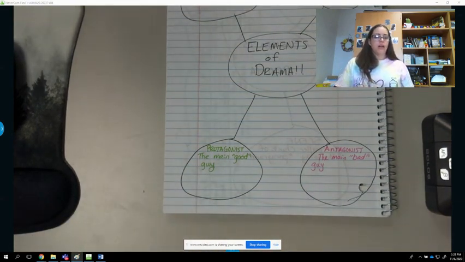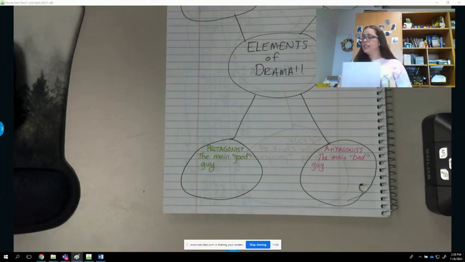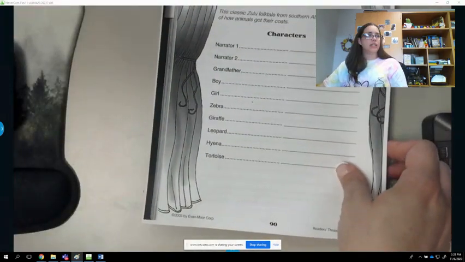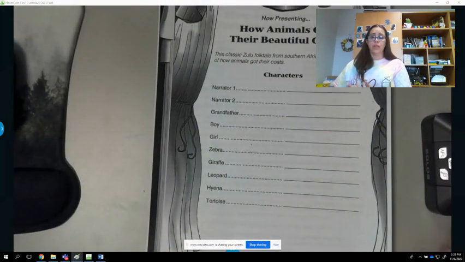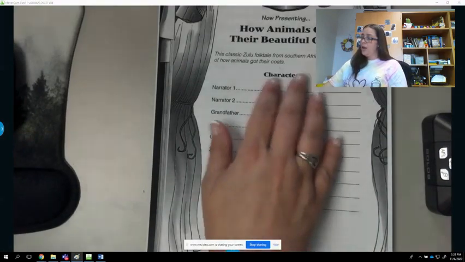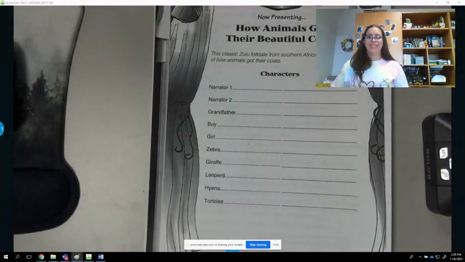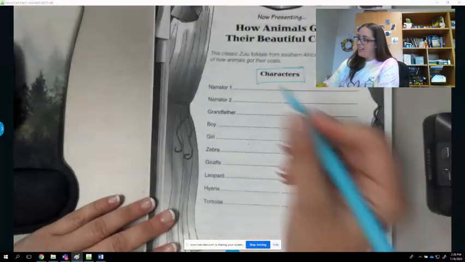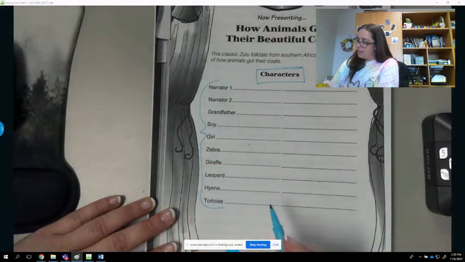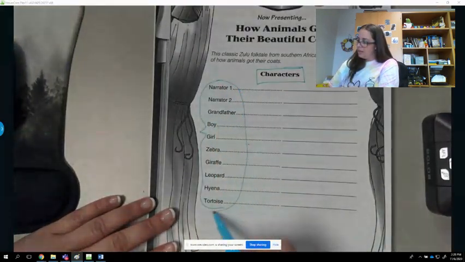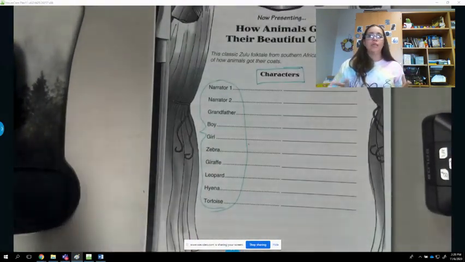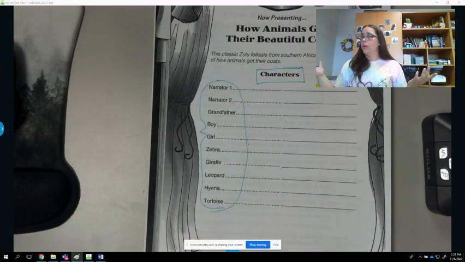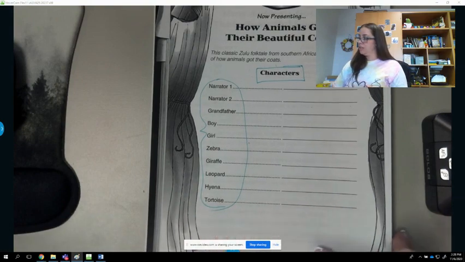So let's take a look at our story. This is the same play that we talked about in our last lesson. So if you want to pull that back out so you can look at it, that would be a great idea. But right here is our list of characters, just like we talked about. These are all the people right here that are going to show up in that story for a few minutes, for a few lines, or for the whole entire story. There's going to be the list of characters.